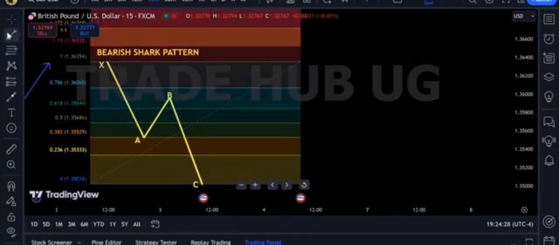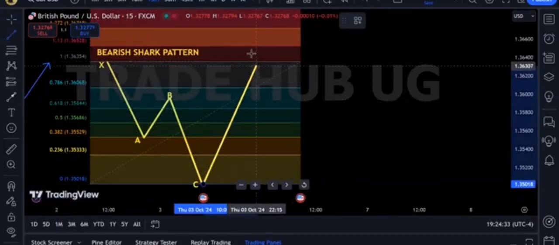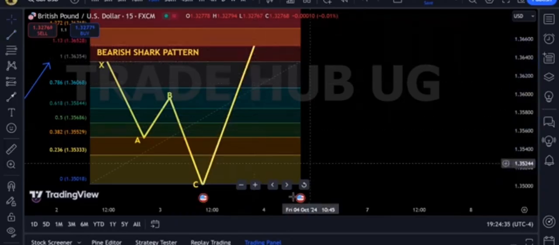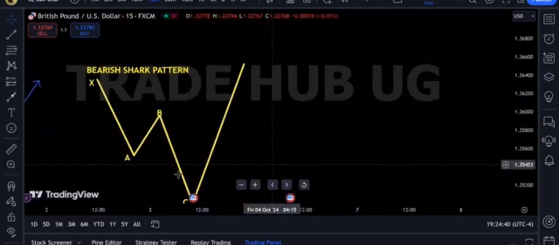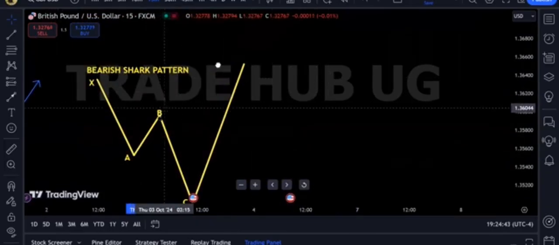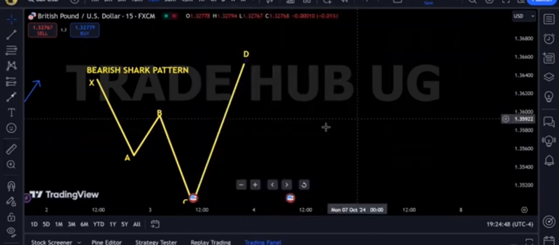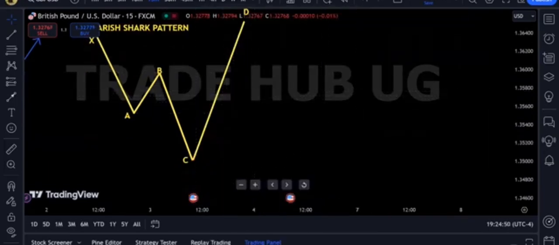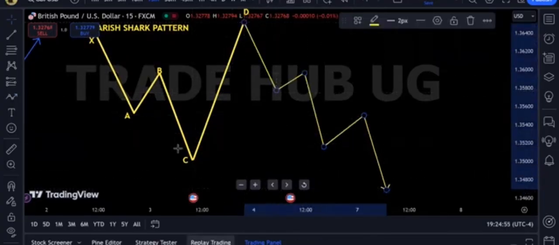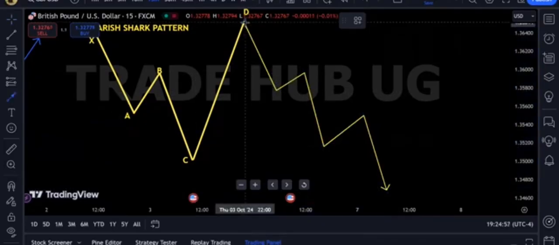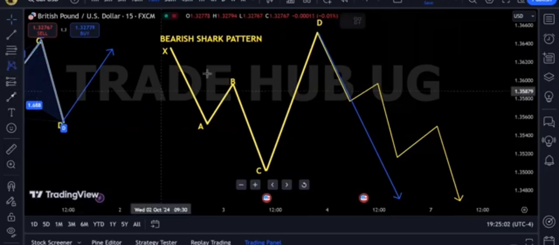Thirteen. That is 13. This is our D. This is our D. What next here? This is the sell model. X ABCD pattern.